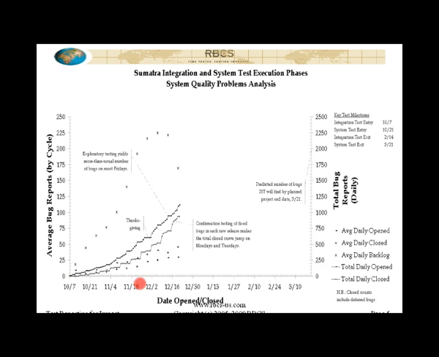This is a trend chart, so it's showing a trend over time. The x-axis is time. We start with the date that testing started, and we run the end date out to the date on which the testing is supposed to end. We can see the testing in the context of where it's going.